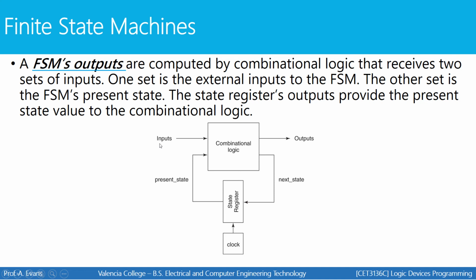And then the other thing that the output depends on is the present state. So the state register's outputs provide the present state to our combinational logic block, and then the outputs are determined based off these two values.